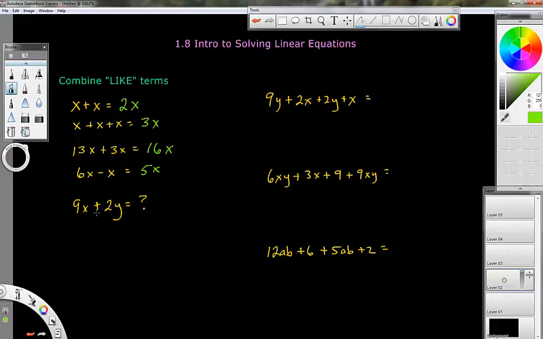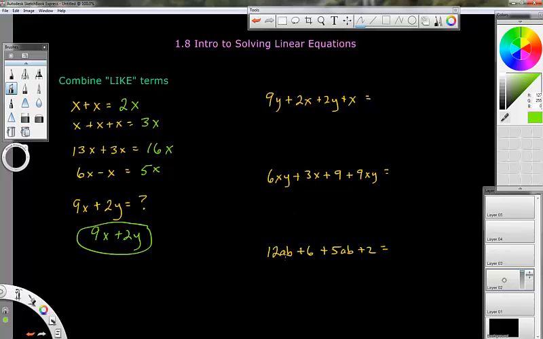But 9x plus 2y. These things can't be combined. So if you ever have to do something like that, that would be your final answer for something. You can't put 9 pencils and 2 apples together and get 11 pencils. It's impossible. These are unlike terms.